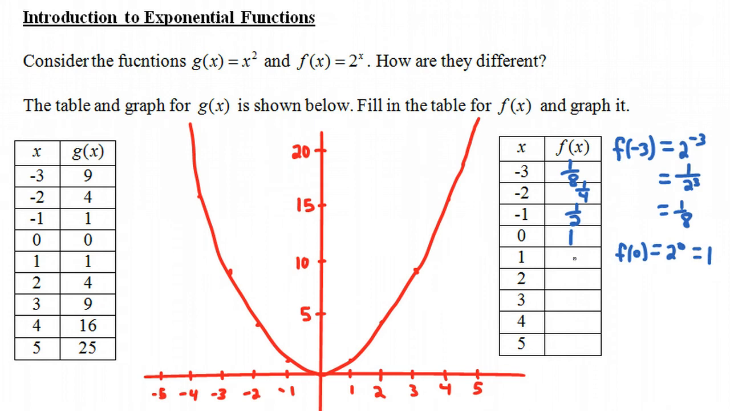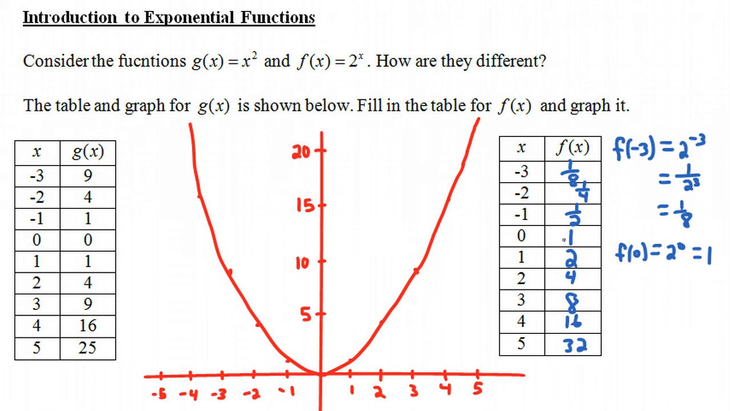2 to the 1 power would be 2. 2 squared is 4. 2 cubed is 8. 2 to the fourth power is 16. And 2 to the fifth power is 32, right? 2 times 2 times 2 times 2 times 2. That ends up being 32. So let's graph this.